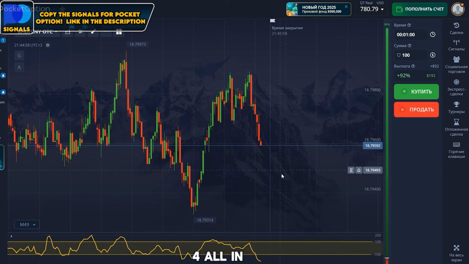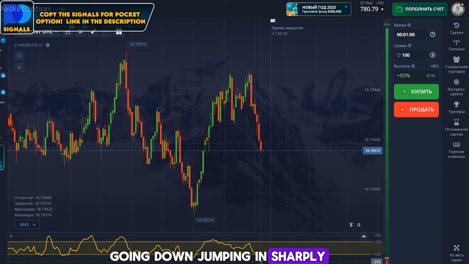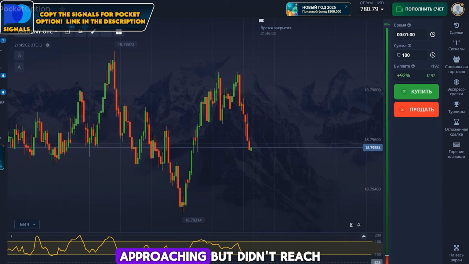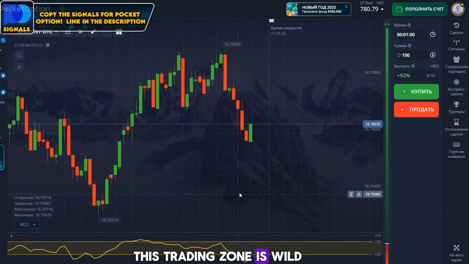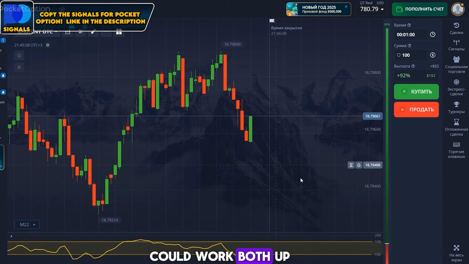1, 2, 3, 4. All in. Going down. Jumping in sharply. Excellent scalping. CCI was approaching but didn't reach. See how clear. Price approached 5 times. This trading zone is wild. A scalping zone. You could work both up and down.